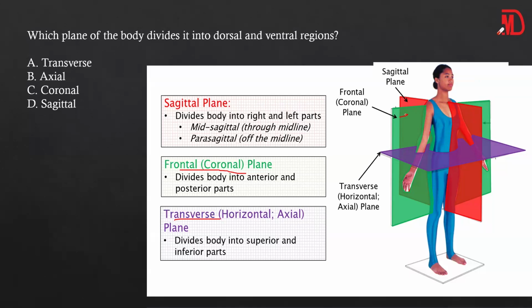And then we have the transverse, also known as the horizontal or the axial plane. This divides the body into the superior and the inferior parts. In other words, the upper part and the lower part. That is the work of the horizontal, axial, or transverse plane. So to our question, which plane of the body divides it into the dorsal and the ventral regions? Definitely, you are looking at the coronal plane or the frontal plane.